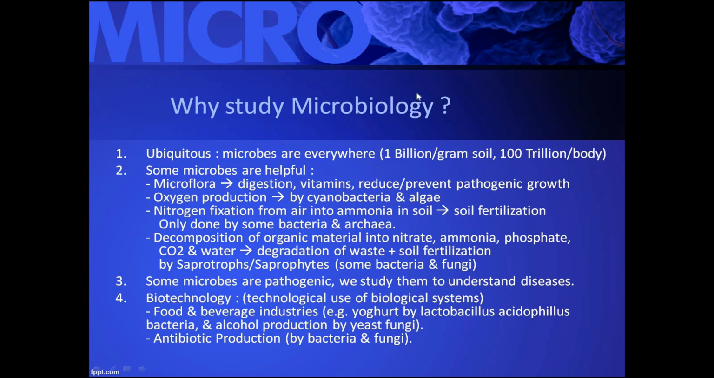So how are some microbes helpful? Well, we have the microflora, the indigenous microflora. They help in digestion and in vitamin production. For example, vitamin K and vitamin B are produced by the microflora, for example, the Escherichia coli.